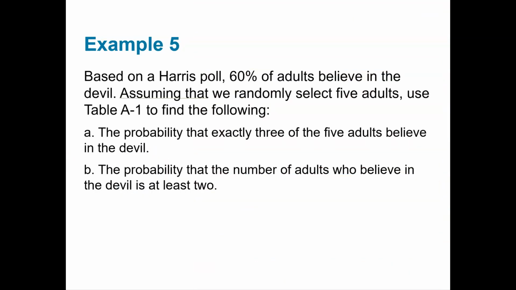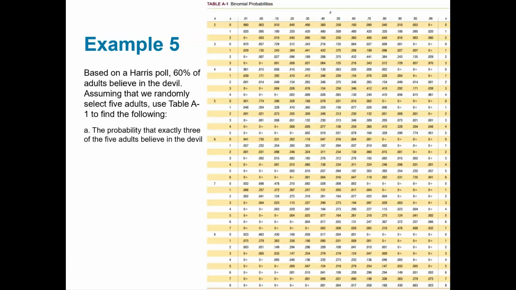Let's look at another example with the table. All right, so we have a Harris poll that says 60% of adults believe in the devil. Assuming that we randomly select 5 adults, use table A1 to find the following. The probability that exactly 3 of the 5 believe in the devil, and the probability that the number of adults who believe in the devil is at least 2. Right? So this is where the table might be helpful over the calculator, but we'll see that Excel in general is better. So find the probability that exactly 3 of the 5 believe in the devil.